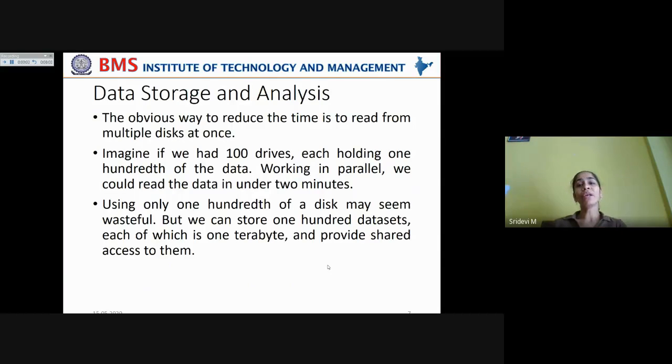So the obvious way to reduce the time is to read from multiple disks at once, right? Rather than reading from a single disk at a time, if you can partition the data and distribute the data across multiple disks, you can provide access to all those disks to read simultaneously, so that you can quickly read the data or write onto the disks.